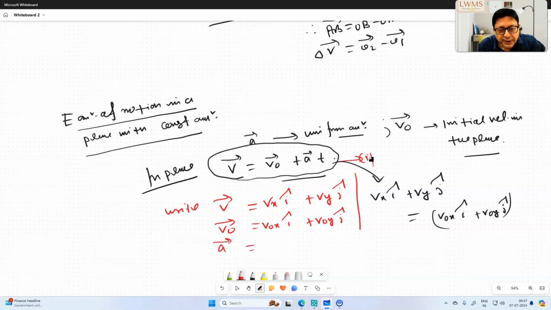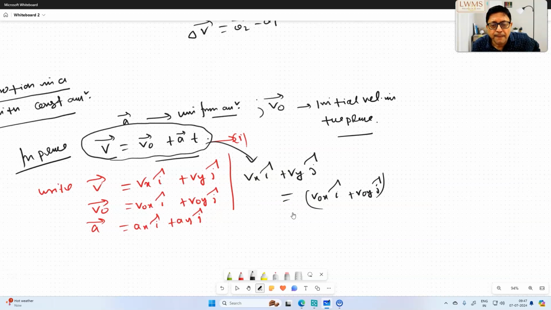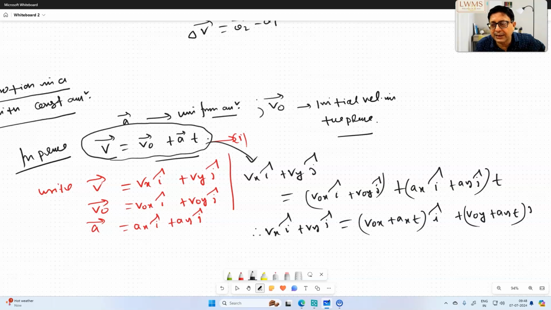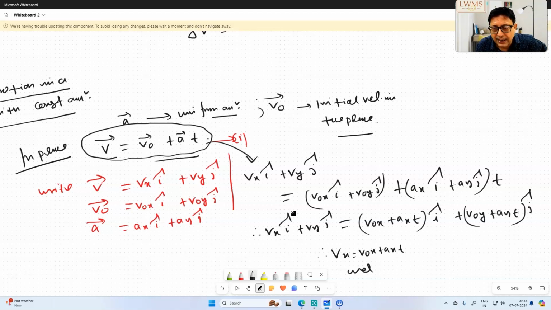How do you write the acceleration vector? It also has components ax i cap, ay j cap. Just replace the term a by this, that is ax i cap plus ay j cap. So now what you will do, you write Vx i cap plus Vy j cap equal to, t is there, V0x plus axt i cap plus V0y plus ayt j cap. So you can write Vx equal to V0x plus axt and Vy equal to V0y plus ayt.